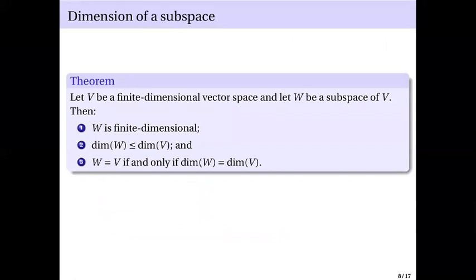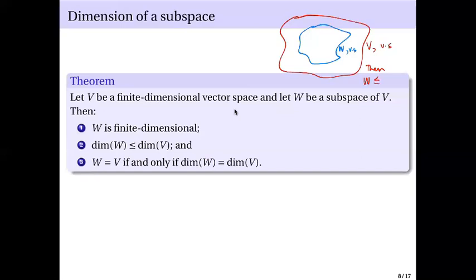So let's consider this theorem. Let V be a finite dimensional vector space and let W be a subspace of V. So remember, if you have a vector space V here, and you get a subset of V, we name it W, and it turned out that this is also a vector space, then your W is a subspace of V. Remember this symbol? In here we say it's subspace. But the point here is your W is just inside V.